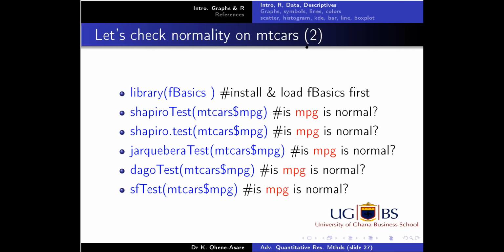Since the null hypothesis is saying that the data is normally distributed and the p-value is bigger, we are concluding that the data is normally distributed. So what is your conclusion? The data is normally distributed. Okay. Prince, what is your conclusion?